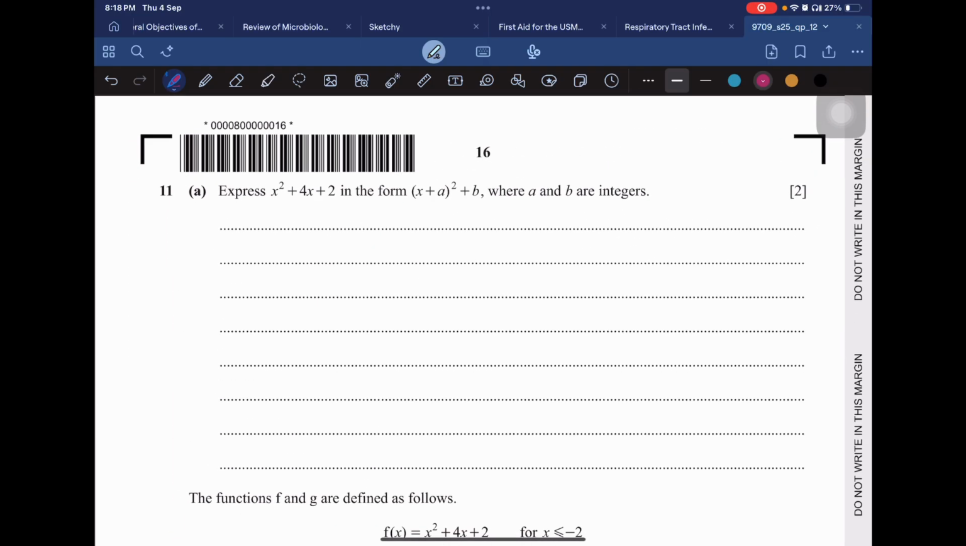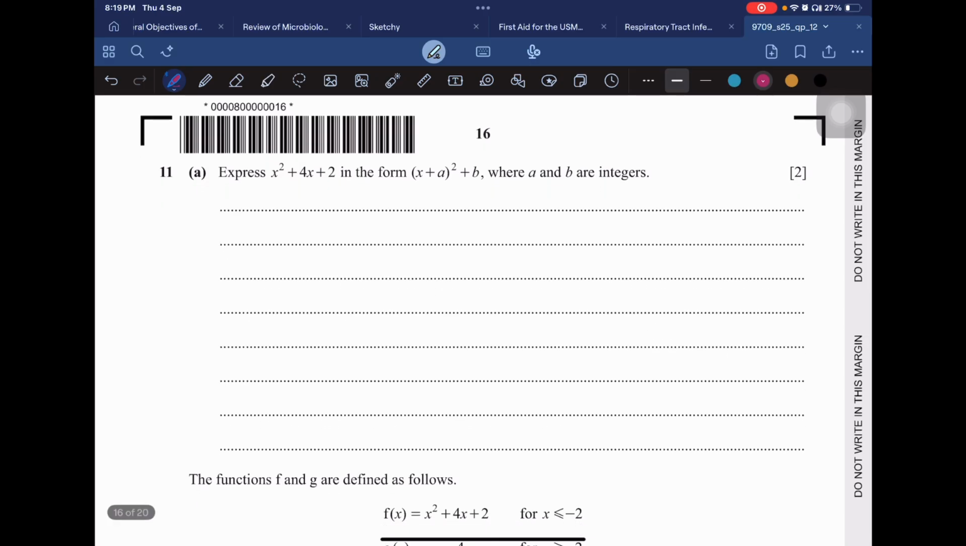Okay, question 11, the last question for this paper. So express x square plus 4x plus 2 in the form x plus a square plus b, where a and b are integers. So this is the completing square form. So the first thing to do for completing square form is that I will take the coefficient of x, because over here x square has coefficient 1, so we don't have to do the first step that we usually do. We'll start from the second step.